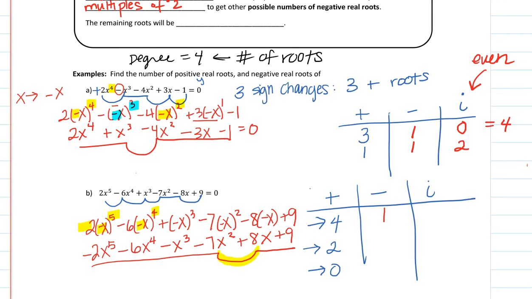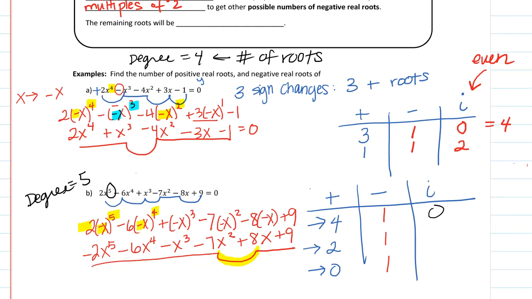Okay, so let's think about the imaginary. So the degree is 5, which means the number of roots has to add up to 5. So if we have 4 positive and 1 negative, that's 5. So there's no imaginary. We could have 2 positive, and we could have 1. Remember, you can't really subtract 2 from 1, so it's just going to stay 1 the whole time. That's pretty much it.